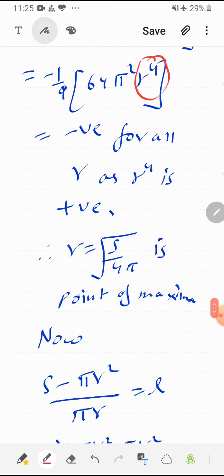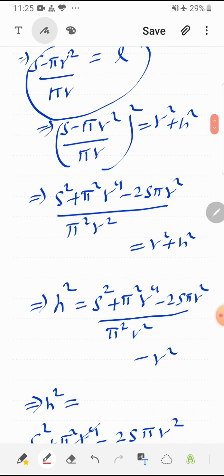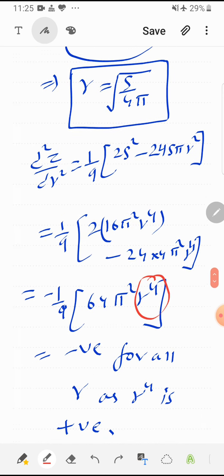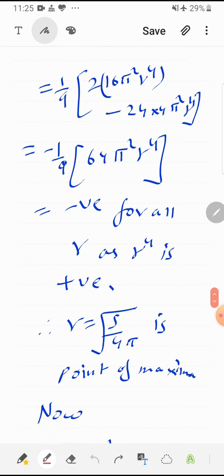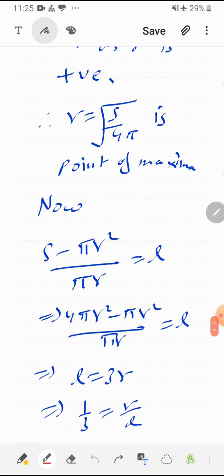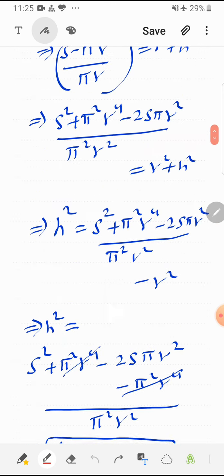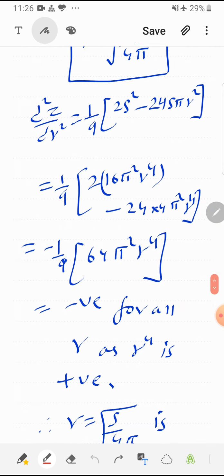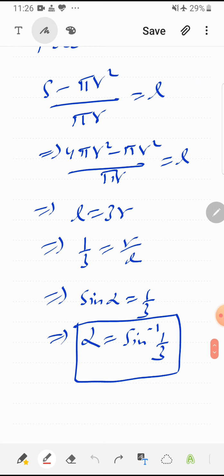Now remember this expression we have written in the beginning here. Now I am using this expression, and what I am doing, I am putting s as 4 pi r square in L equal to s minus pi r square upon pi r. So after subtraction and cancellation, L is equal to 3r is left, so that R upon L is 1 by 3. In the diagram, if you look at what R by L is, R is the perpendicular, L is the hypotenuse, so R upon L is sine alpha, so that sine alpha is 1 by 3 or alpha is sine inverse 1 by 3.